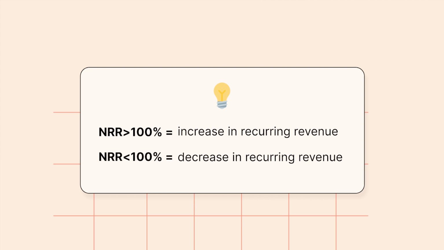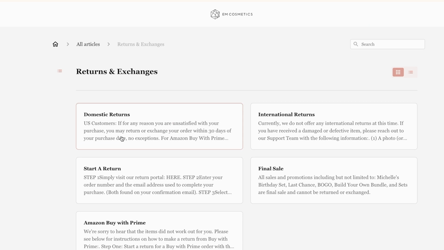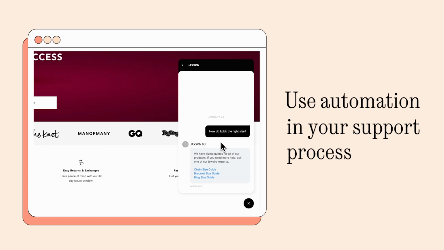Now that you know your NRR rate, let's talk about how to boost it in six ways. The first way is to enhance customer experience. Here are a few tricks to improve CX. Offer self-service resources on your website. This can be anything from an FAQ page to chat. The goal is to guide customers to answers so they don't have to contact your support team. Use automation in your support process. Automation can include using a help desk to automate ticket management, or a chat widget to give customers automated answers on your site. Optimize your website for mobile. A significant portion of e-commerce revenue comes from mobile users, so don't forget to make browsing your mobile site hassle-free.